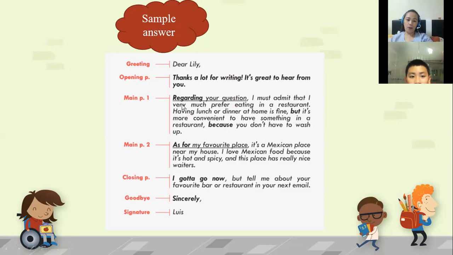Okay, so he used "sincerely." Look at paragraph one, baby. They are talking about the restaurant that they had eaten at. In the second paragraph, he described his favorite food or favorite place. So there's a difference between paragraph one and paragraph two. That's why he puts paragraph one and paragraph two. And then the closing is "I gotta go now." So that's another paragraph. Okay, look at the body: paragraph one and paragraph two.